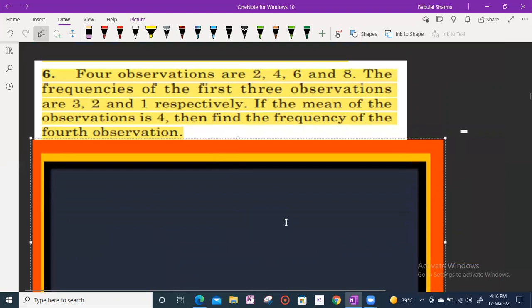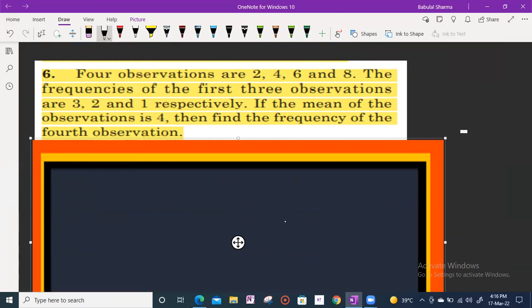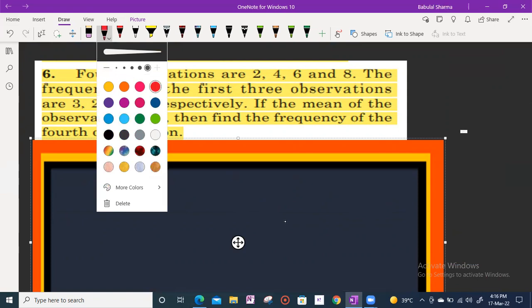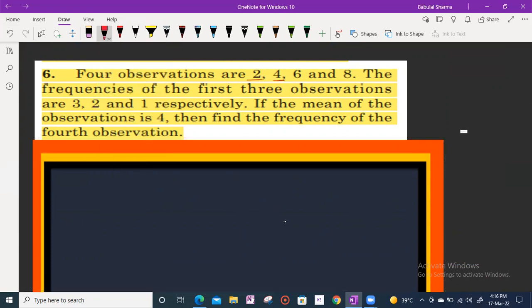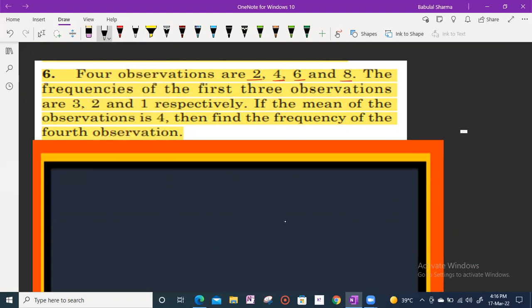Yes. Question number 6 says that, first we read the question twice. 4 observations, that is 2, 4, 6, and 8. The frequencies of the first 3 observations are 3, 2, and 1 respectively. If the mean of the observations is 4, then find the frequency of the 4th observation. Student, it is already given that the frequency of first 3 is given.